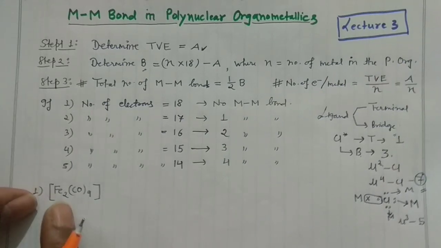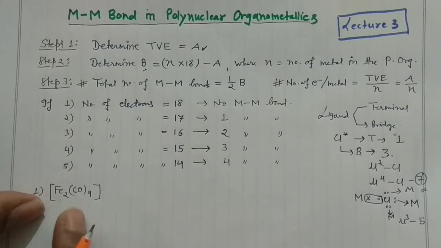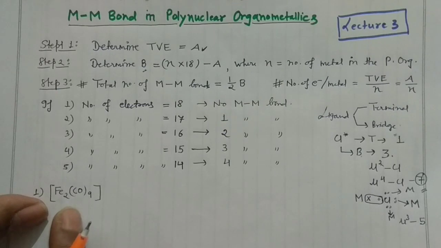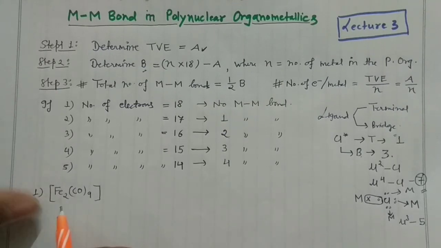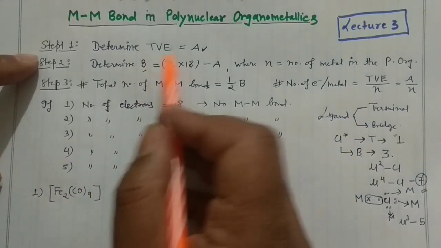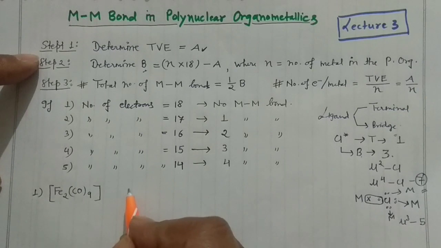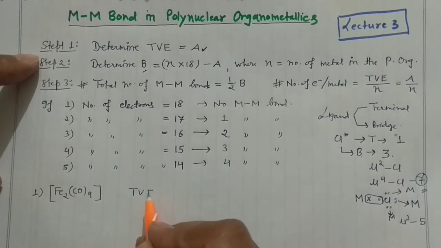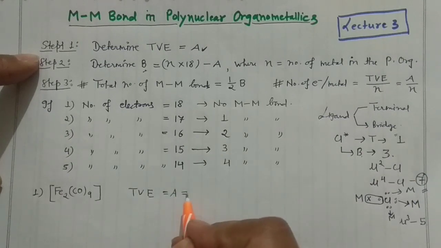So first of all, if you want to determine the total number of metal bonds in it, see, in the first instance you can see here two irons are there, then definitely these two irons would be connected by one bond. Okay, but it is not always the case, right? This may happen, this may not happen. So first of all, in step number 1, I will determine the total number of valence electrons, that is TVE, and this TVE I am calling A. So how can I determine it?